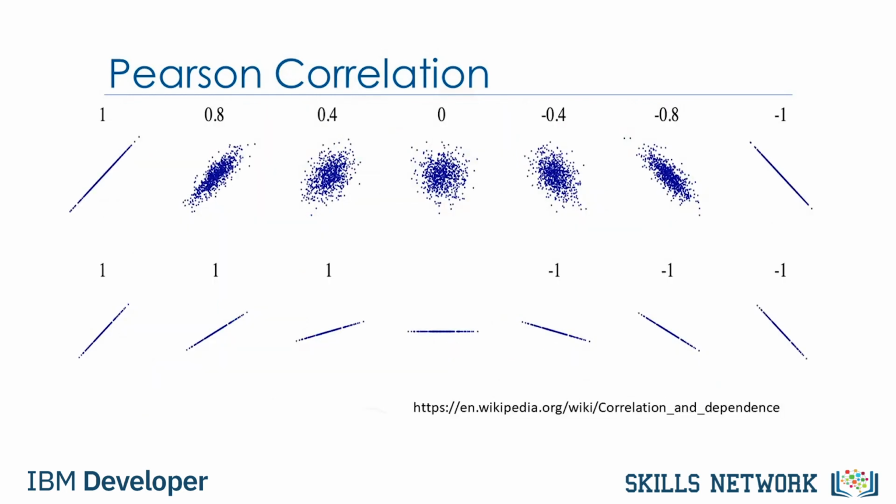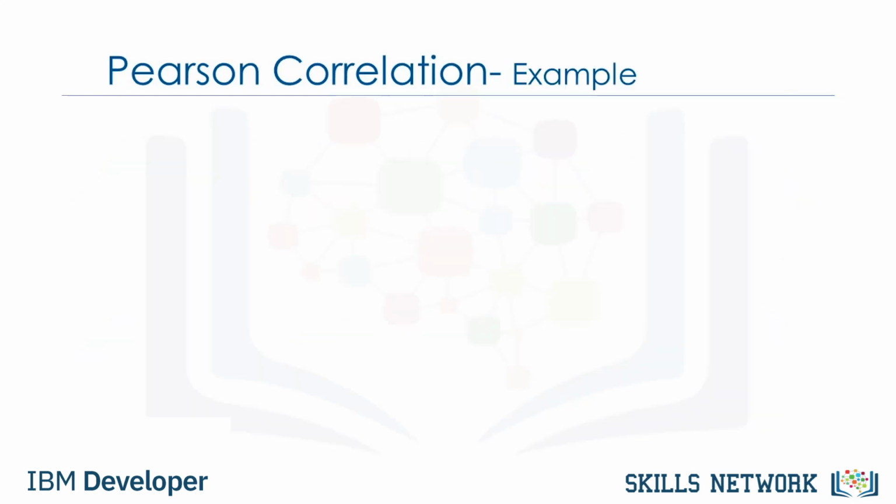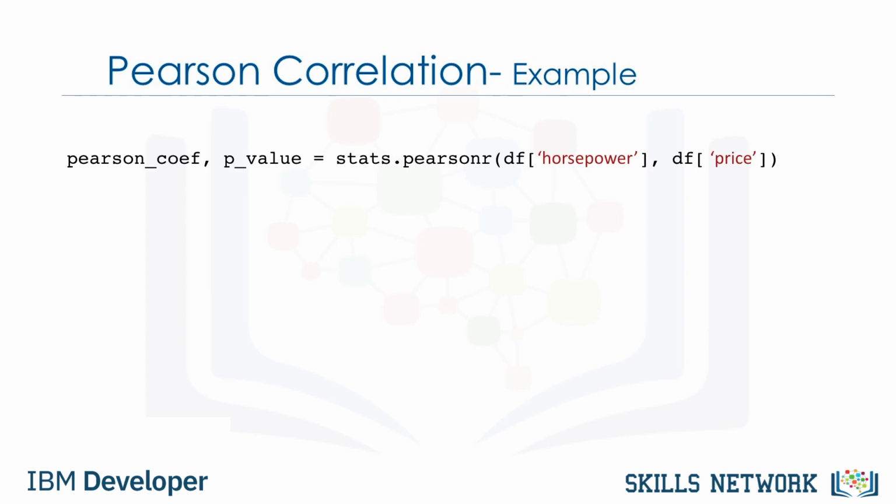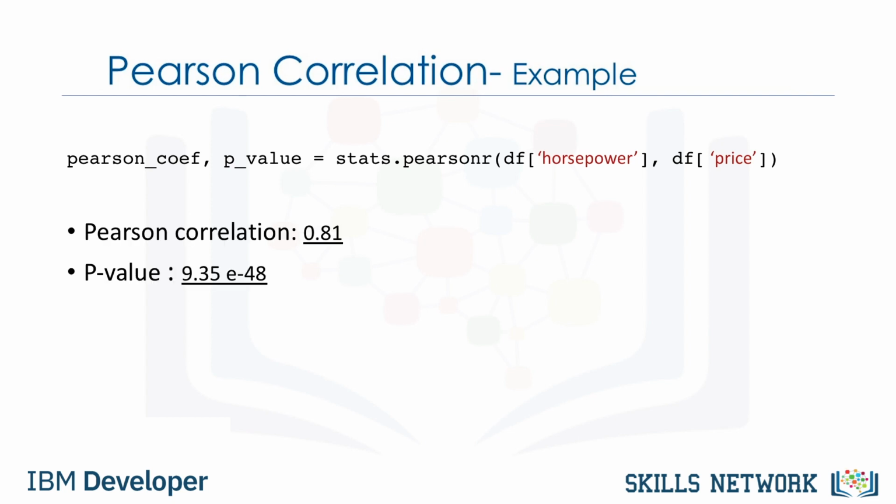The following plot shows data with different correlation values. In this example, we want to look at the correlation between the variables horsepower and car price. See how easily you can calculate the Pearson correlation using the SciPy Stats package? We can see that the correlation coefficient is approximately 0.8, and this is close to 1, so there is a strong positive correlation. We can also see that the p-value is very small, much smaller than 0.001, and so we can conclude that we are certain about this strong positive correlation.